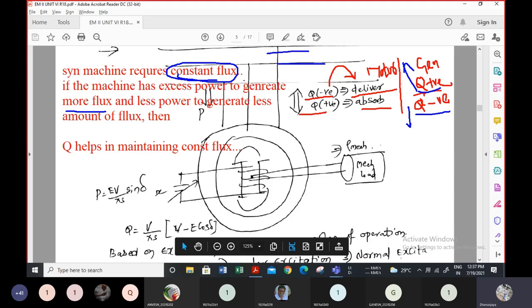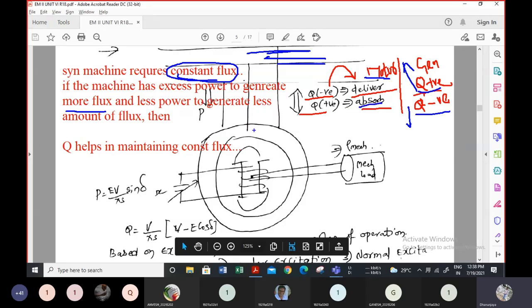Already we discussed the bus bar. What is the bus bar in the previous classes? It is absorbing from the bus bar here. The same we can correlate in the synchronous motor also, but with reverse notation. Now, if Q is negative, what does it mean here? The synchronous motor is having more amount of reactive power, so now it is delivering the reactive power to the bus bar. If Q is positive, the synchronous motor is having less amount of reactive power. That is the reason, to maintain the constant flux, it is absorbing the reactive power.